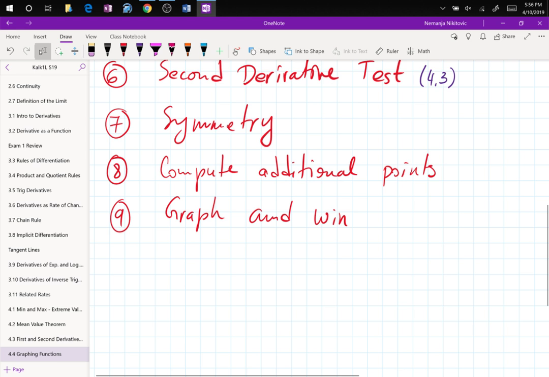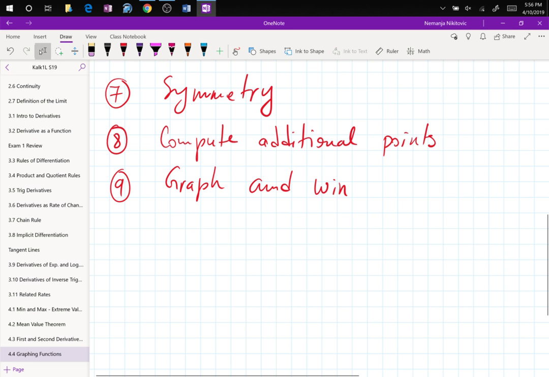So this is the shopping list. And now we get to use this on an example. Let's say you don't know what the graph of 1 over x squared looks like. You should know, you're in Calc 1. But let's say you don't. So graph f of x equals 1 over x squared.